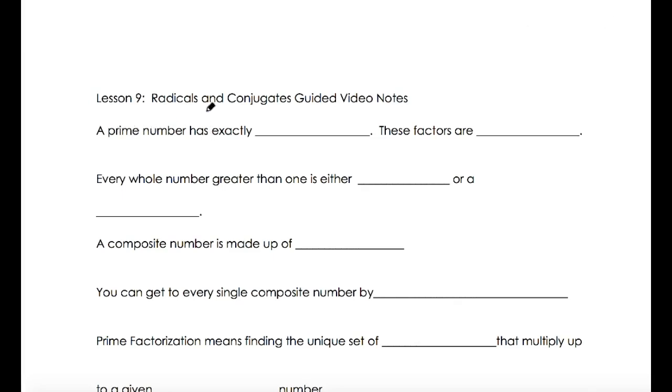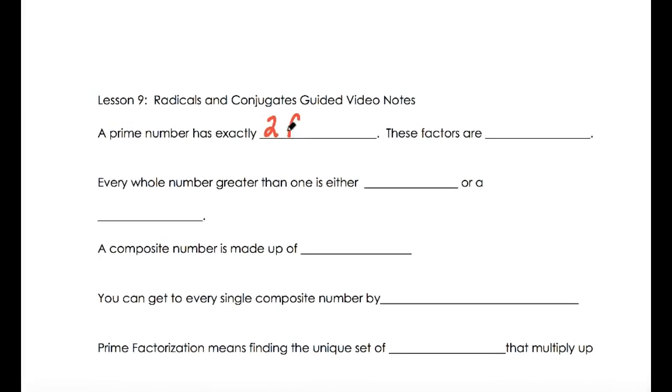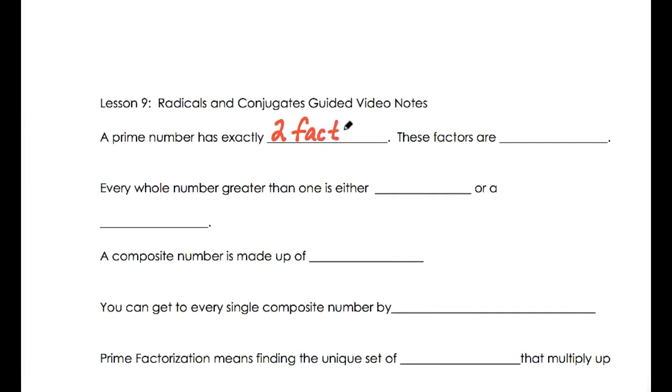So number one, a prime number. What is a prime number? A prime number has exactly two factors, and these factors are 1 and itself. The first prime number is 2. So for example, 5 is prime because the only two numbers that go into 5 are 1 and itself. That's what that means. So 5 is prime.